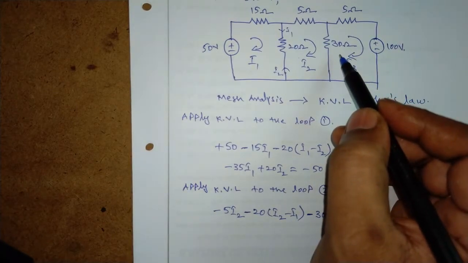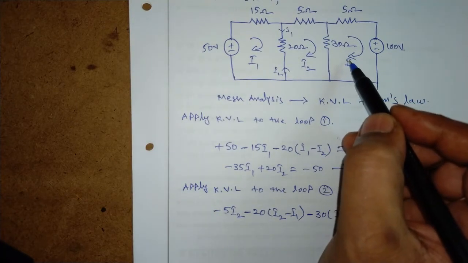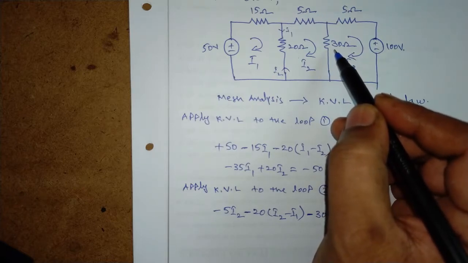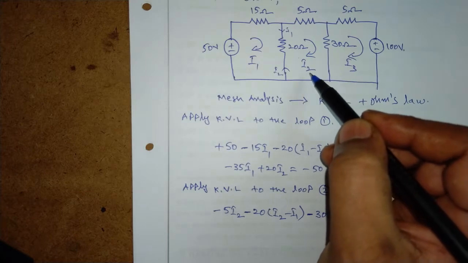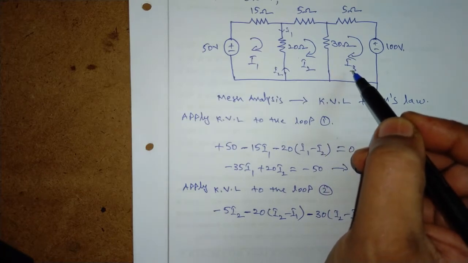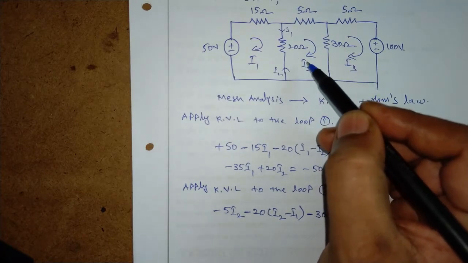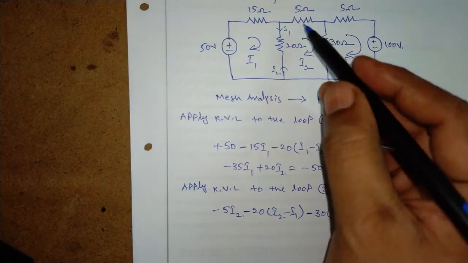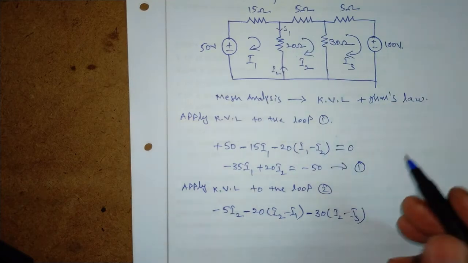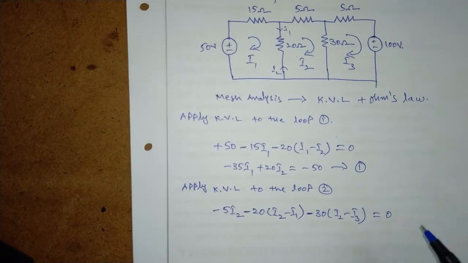This 30 ohms is connected between loops 2 and 3. The current passing through the 30 ohms is the difference of I2 and I3, but we consider I2 is greater than I3 because we write the equation for the second loop. Then no other element is here in this second loop, put equal to 0.